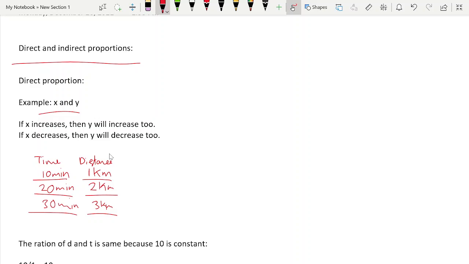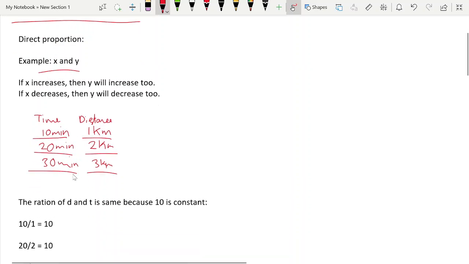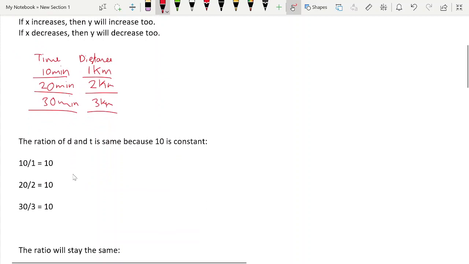So if you have time and distance. Now if a car traveled 10 minutes and covered 1 kilometer, traveled 20 minutes and covered 2 kilometers, traveled 30 minutes and covered 3 kilometers, then the ratio of time and distance is the same, because 10 is constant. Meaning, if you do t by d, 10 by 1 is equal to 10, 20 by 2 is equal to 10, 30 by 3 is equal to 10, meaning 10 is constant.